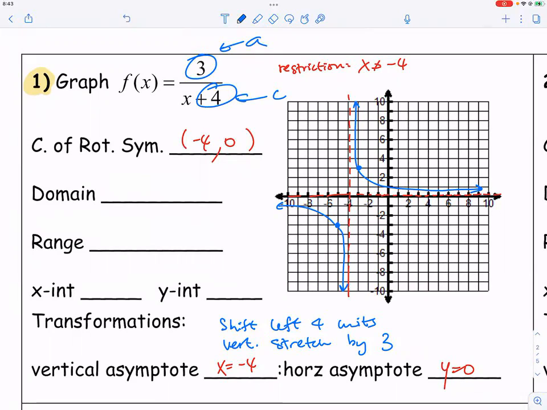Now we can write down the domain, and please write it with interval notation. Because we know the restriction, x cannot be -4, we will write down our domain, basically meaning everything but -4. So we say -infinity to -4, parentheses, because we don't include -4, so we use parentheses.